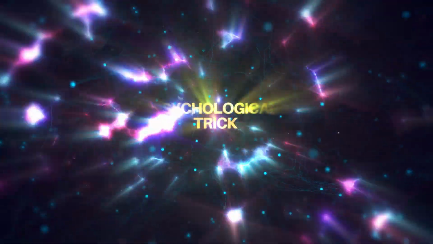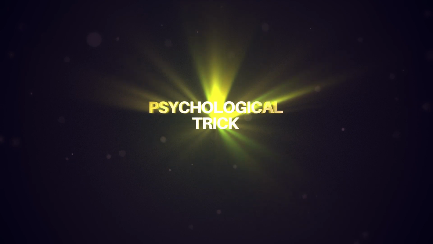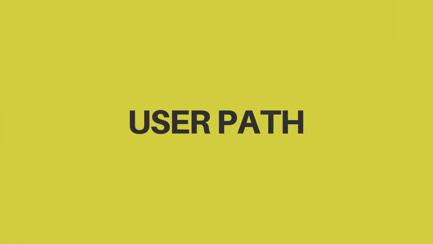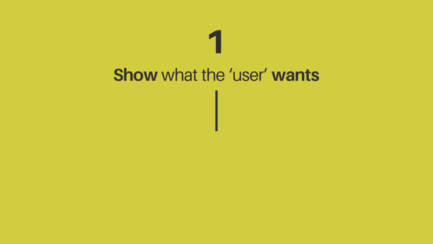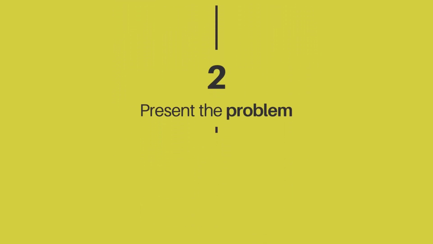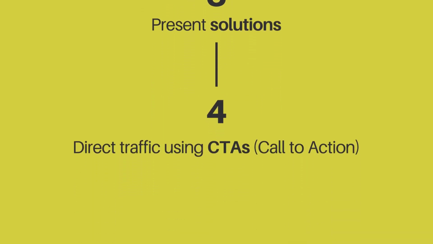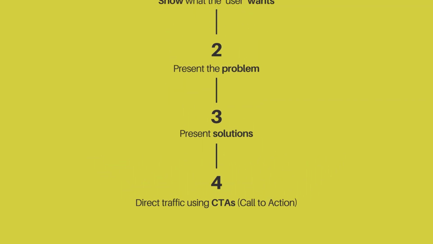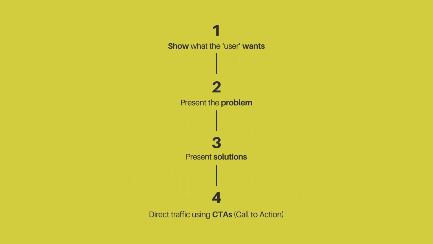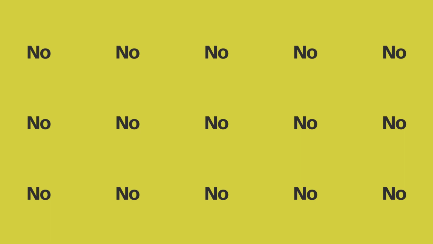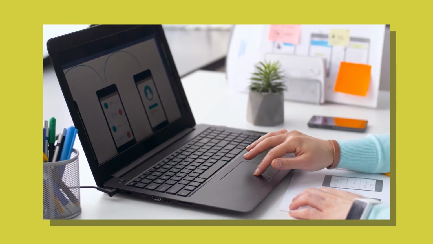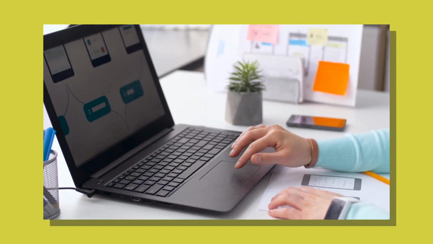The technique that works so well is something I call the user path. In summary, it goes from showing what the user wants, to presenting a problem, and then presenting some solutions, and finally directing them with call to actions. Let's take a look at how this actually functions in real life use. So when somebody clicks onto a homepage, it isn't flashy animation or cool graphics that will generate more sales and more clicks. No. You need to understand first what a user is on your website in the first place.